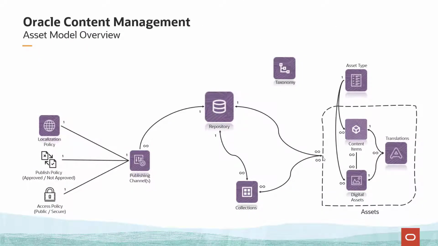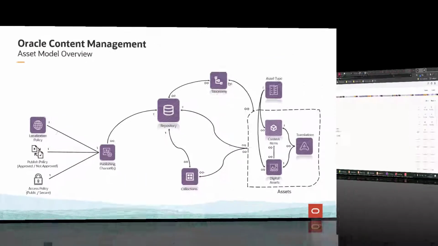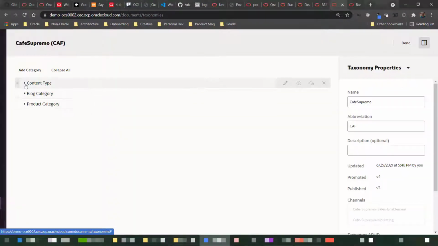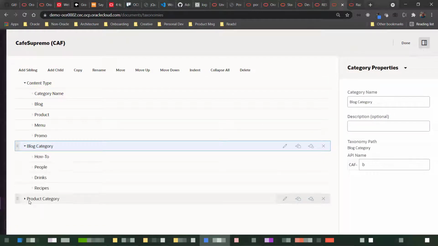Now let's talk a bit about taxonomies. Taxonomies are a way for you to hierarchically organize and categorize your content within a repository. Any content item can go into any taxonomy category, and of course, any taxonomy category can be used within any repository. Now, within the Oracle Content Management UI, taxonomies are defined using simple drag and drop WYSIWYG type of tooling for you to define that structure and hierarchy.